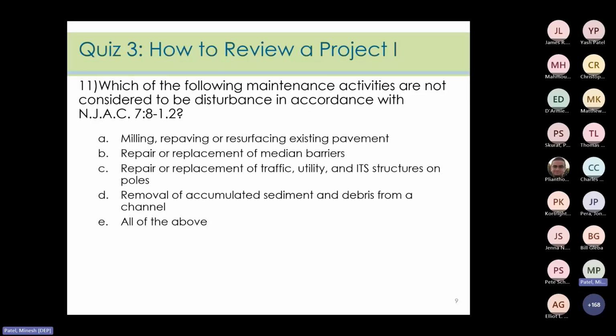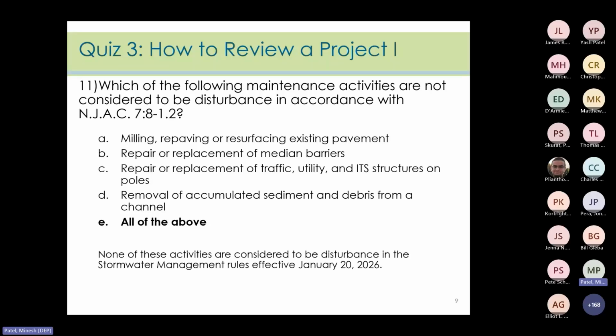Question 11, which of the following maintenance activities are not considered to be disturbance in accordance with NJAC 7:8-1.2? And the answer here is E, all of the above. So none of these activities are considered to be disturbance in the stormwater management rules that are effective January 20th of 2026.